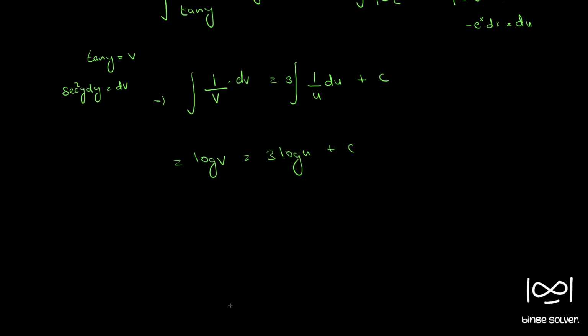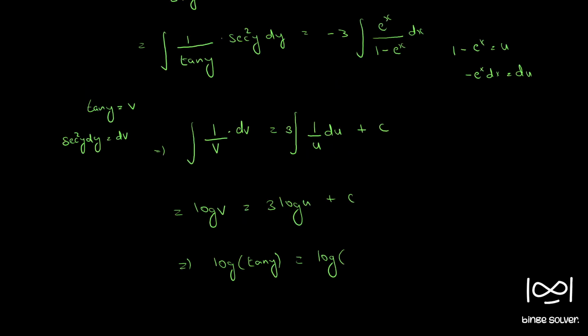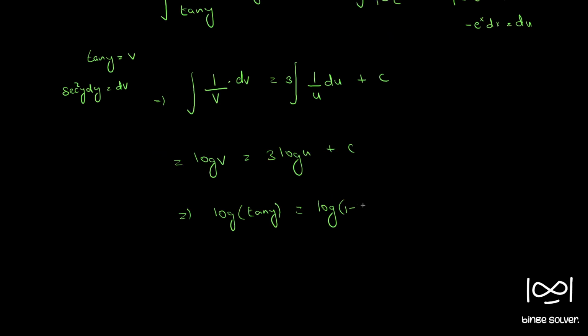Therefore log v is nothing but log tan y is equal to 3 log u, which is the same as log u cube. What was our u? 1 minus e raised to x. So it becomes log of 1 minus e raised to x the whole cube plus c.